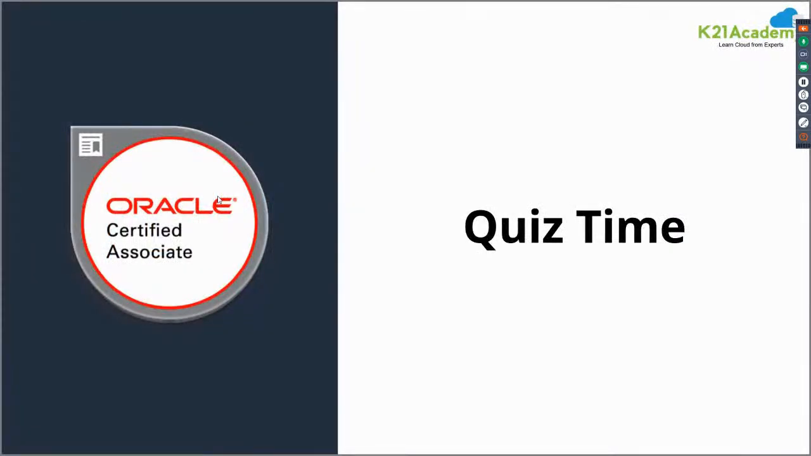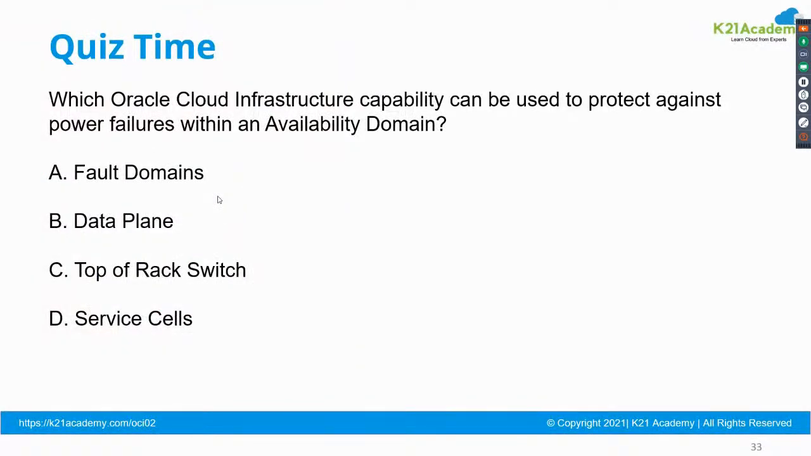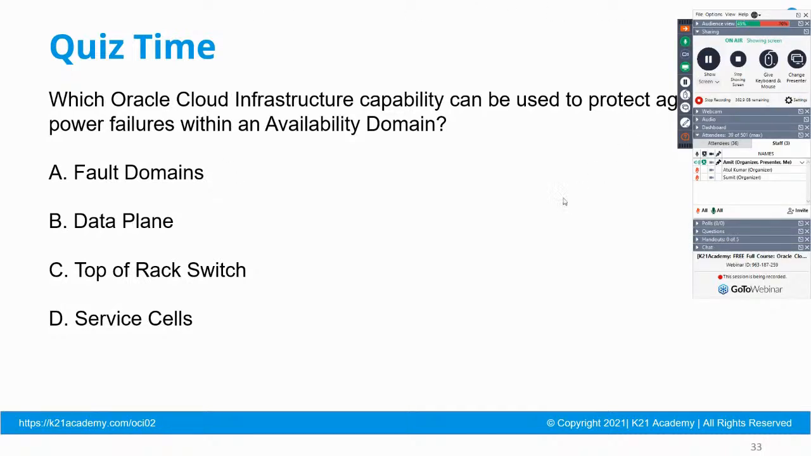Okay, so with that, now here is the quiz time. You can type your answers in the chat box. Which Oracle Cloud Infrastructure capability can be used to protect against power failure within the availability domain? Let's see all the answers. I can see answers are coming.